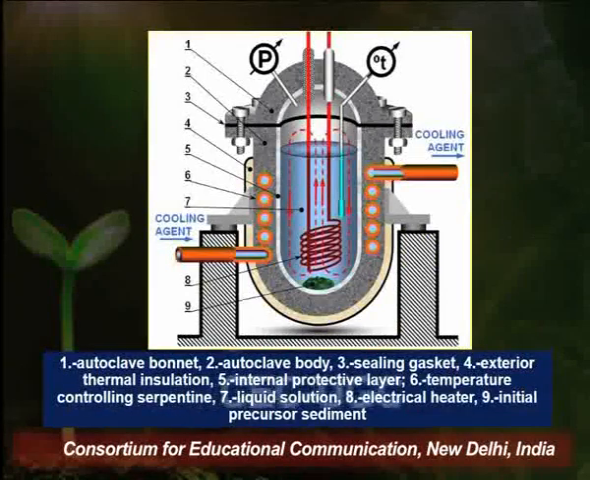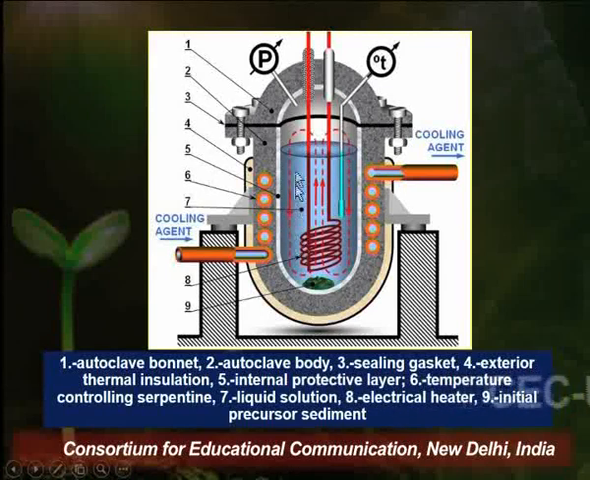So, this is a schematic diagram of how an autoclave functions. The various components are labeled here, and this is the internal chamber which has water. It gets heated up and very high pressure and temperature is created, and because of this very high temperature and pressure, any liquid or sample which is being kept here gets sterilized.